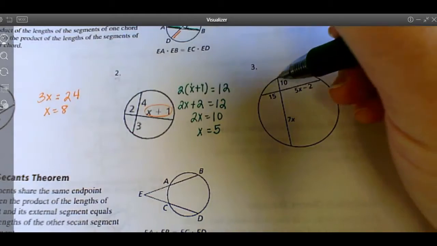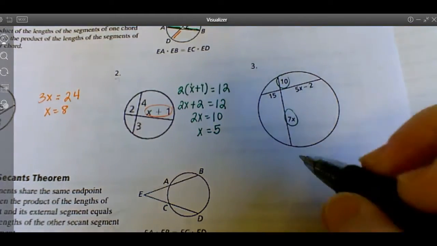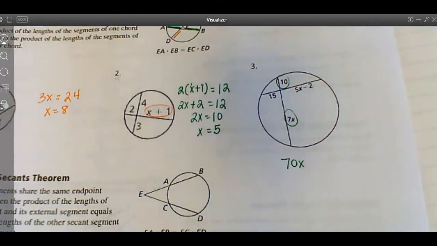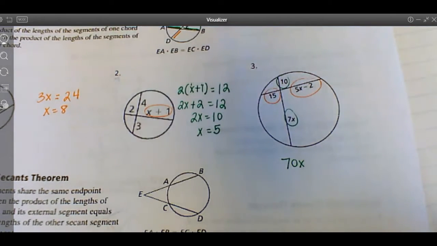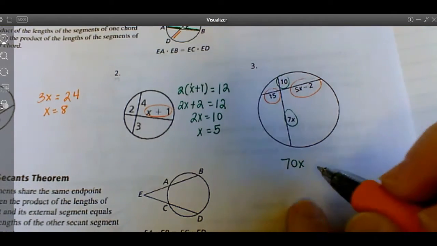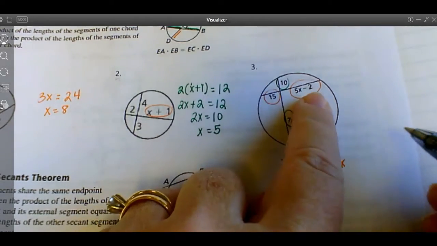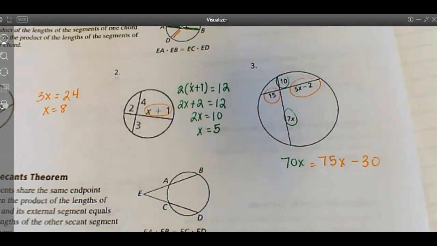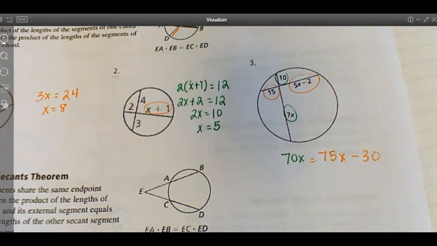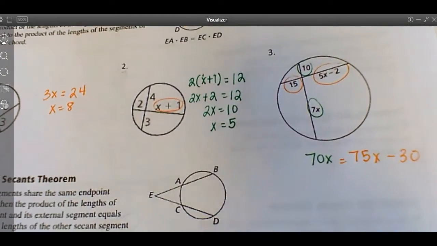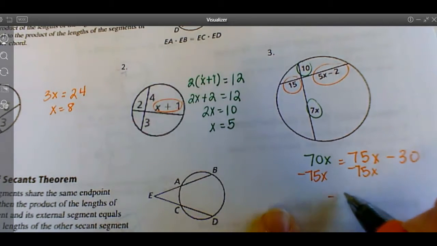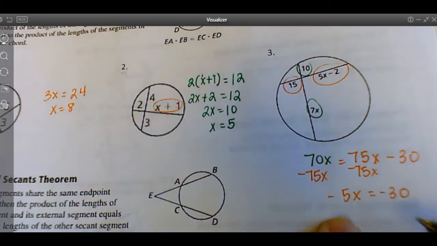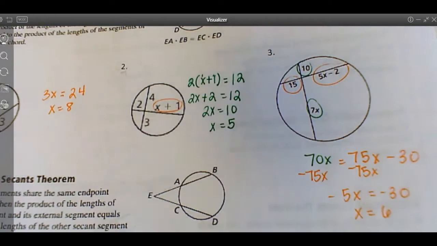Okay, so we multiply the 10 and the 7x together. So that's 70x. And then you multiply these two together. Just make sure that you do 15 times that and 15 times that. So 15 times 5 is 75, and then 15 times 2 is 30. And then at that point, we just get our x's together and solve. So, oops, subtract 75x on both sides. And then divide by -5. So x is 6.